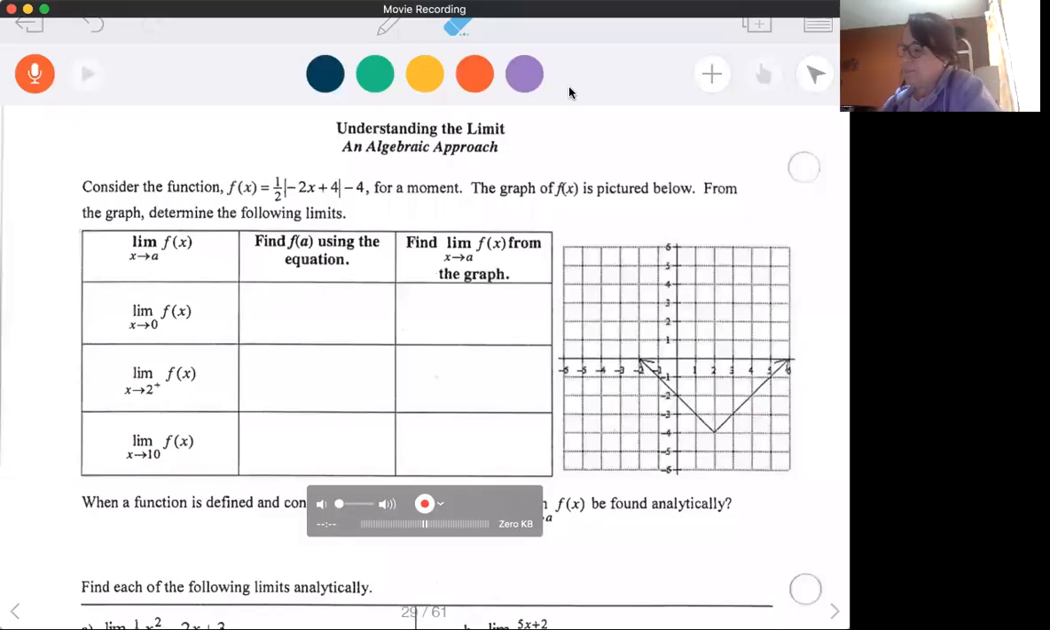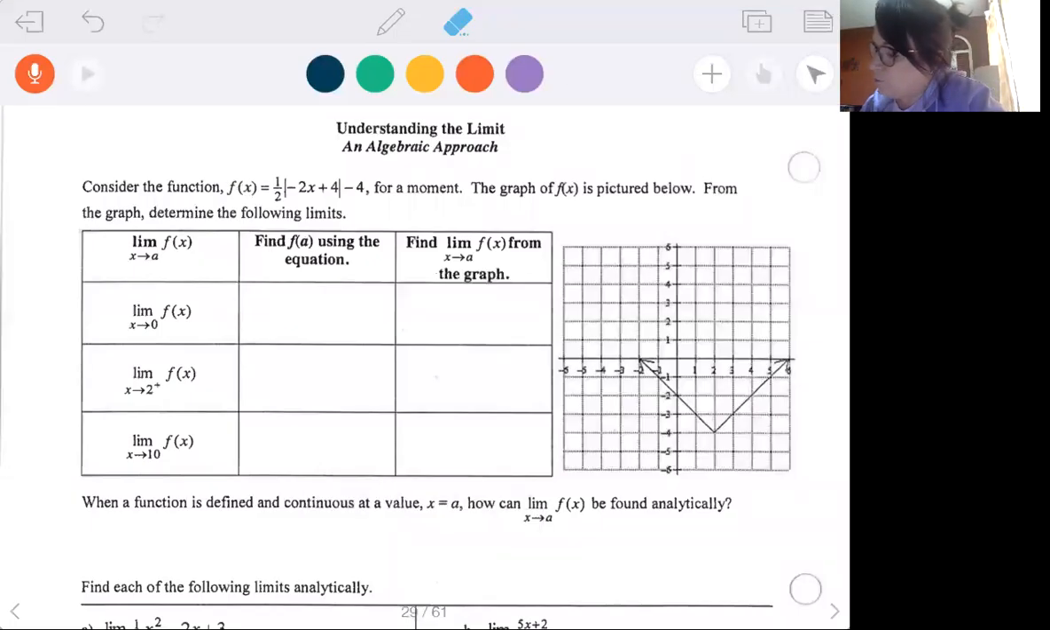All right, so today we're going to be taking limits analytically, or with an algebraic approach. We did it last week by looking at graphs, by looking at tables. We're going to take those away today.